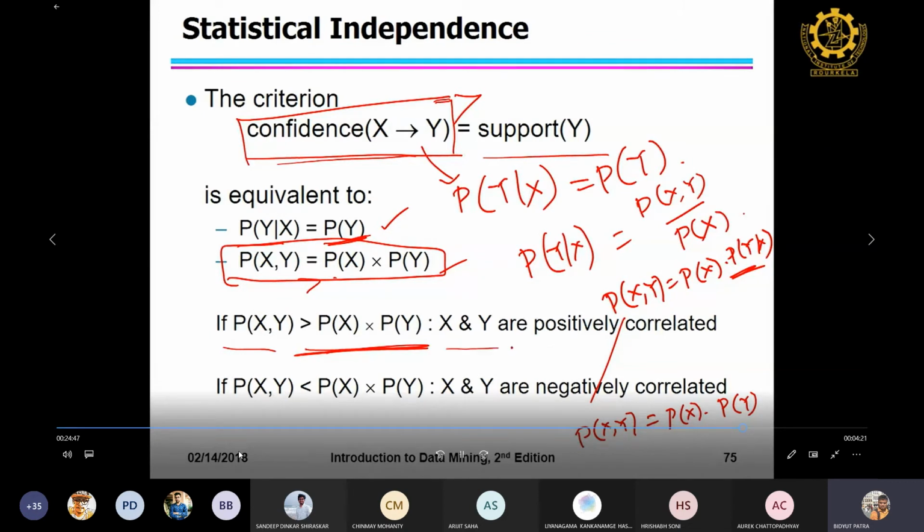So then we say X and Y are positively correlated if P(X,Y) is greater than this value, because this is the independent case. So if this conditional probability is greater than this value, we say it is positively correlated. If it is lesser than this value, we say it is negatively correlated. And if P(X) multiplied by P(Y) is exactly the same as P(X,Y), then we say it is independent. It's nothing correlated, not positive and not negative.